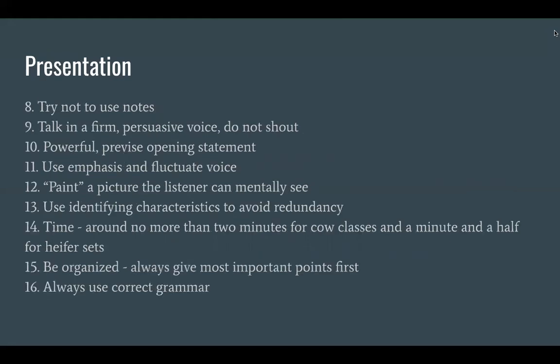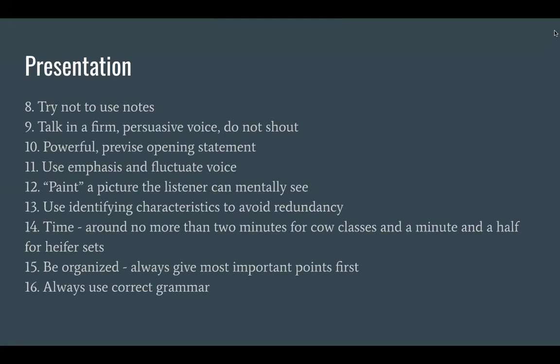Other points are try not to use your notes. Try to have this all memorized. Not using your notes will help you get extra points. Talk with a firm and persuasive voice, but do not shout. No one wants to be shouted at. Be powerful in your opening statement. This is what's going to get the attention of the judges. Your opening statement can really make or break your overall presentation.